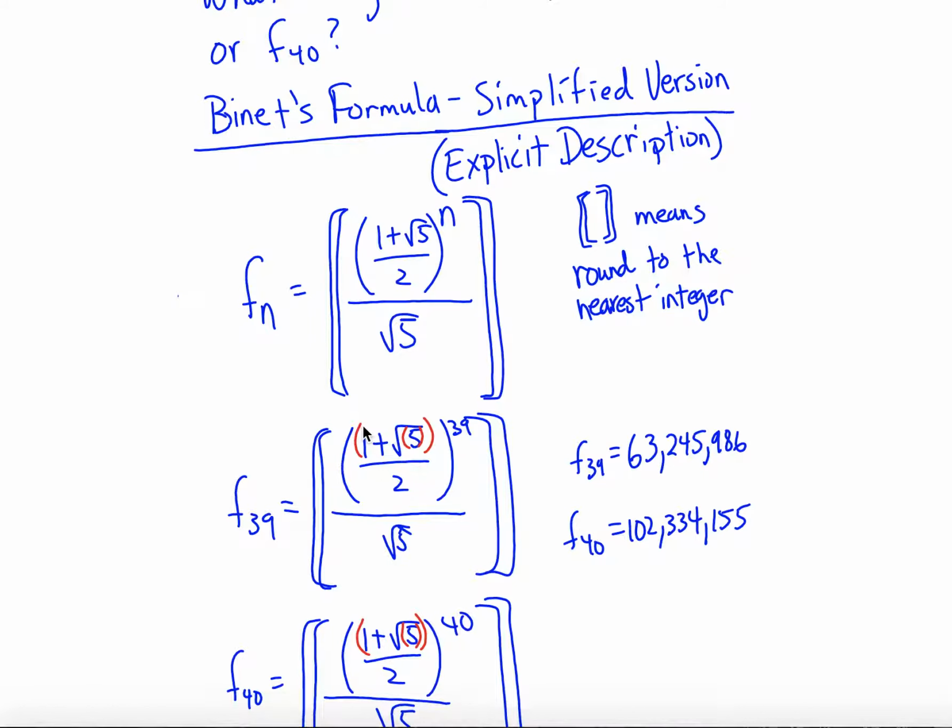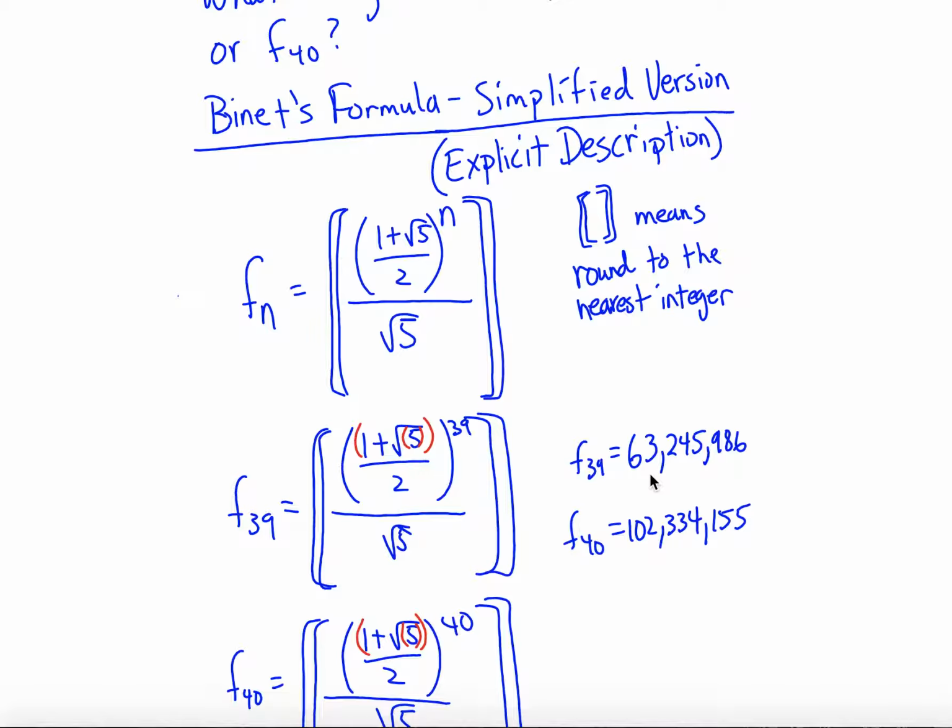So in your calculator, you would need to do parenthesis 1 plus the square root of 5. Make sure you close that parenthesis and then close this one. Divide that number by 2. Close this parenthesis. Remember you had to open this one originally. Raise it to the 39th power and then divide that by the square root of 5.